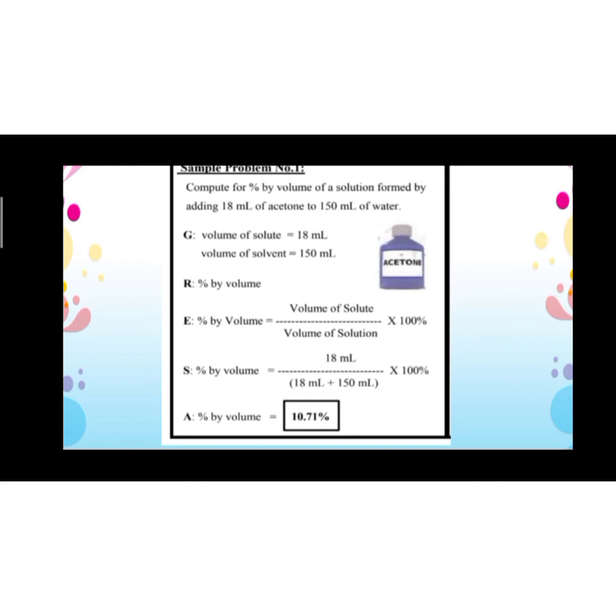So, yung given natin na 18 ml divided by 18 plus 150 ml. I-add natin kasi solute and solvent para maging solution siya, di ba? Para magkaroon tayo ng solution, lagi natin pinaghalo yung solute and solvent. So, 18 ml plus 150 ml, times 100. 18 plus 150, that is 168. So, 18 ml divided by 168 times 100, answer is 10.71%.